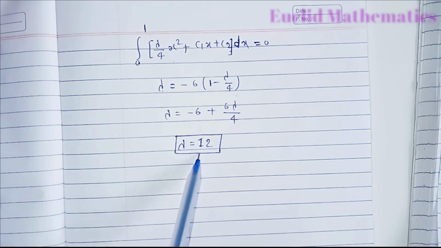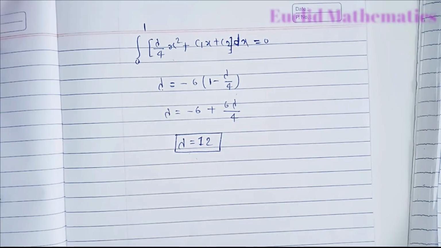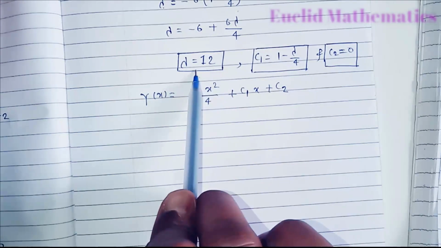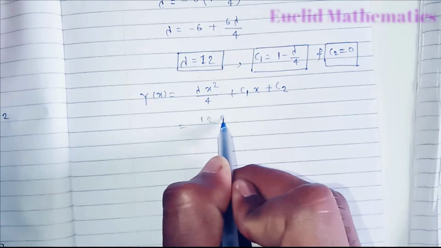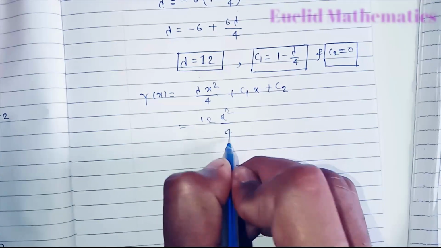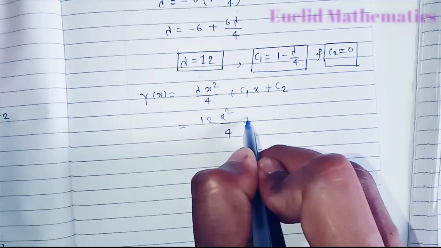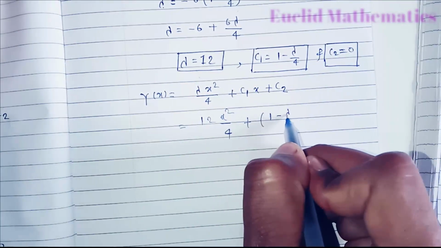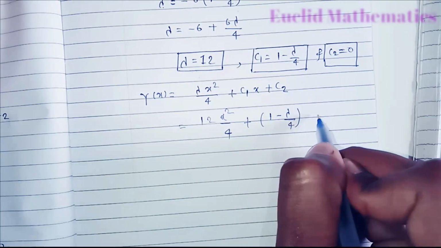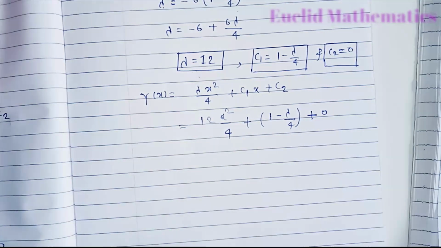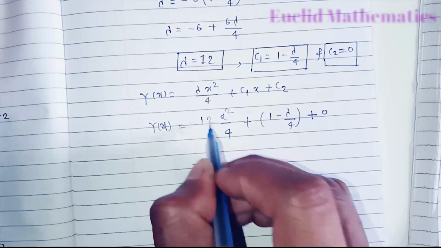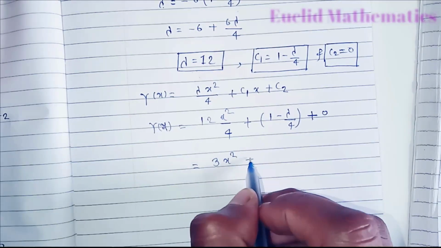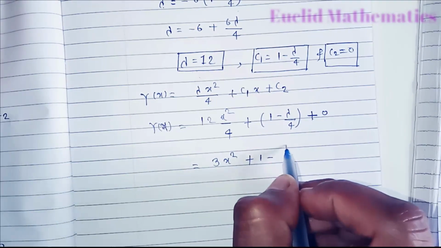So we got the values for lambda, c1 and c2. Substitute these values in our main y of x. Lambda, which is 12, times x square by 4, plus c1, which is 1 minus lambda by 4, plus c2, which is 0. So this is the value for y of x. Solve it further: 4 threes are 12, that means it remains 3x square plus 1 minus lambda by 4.